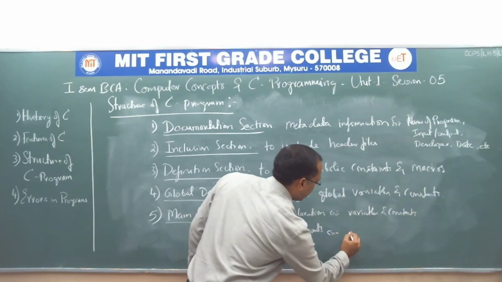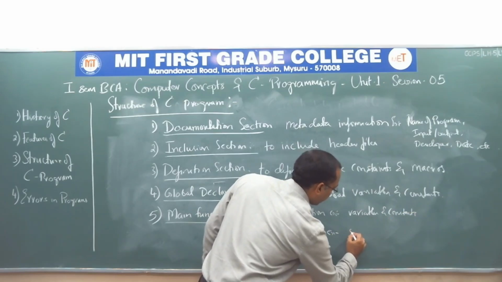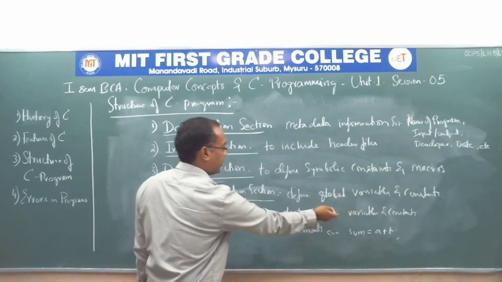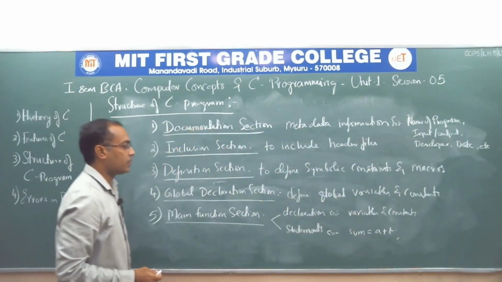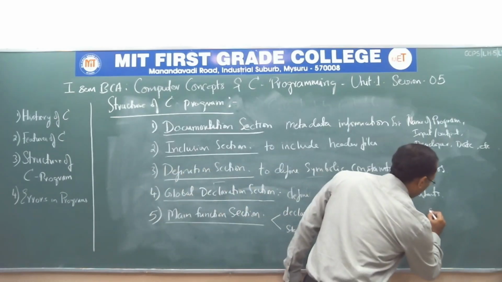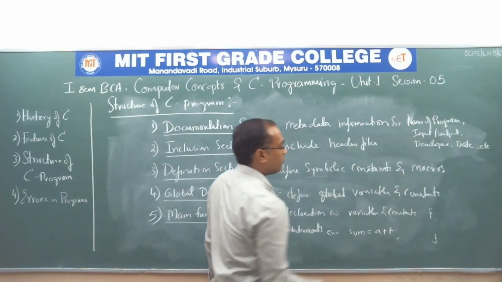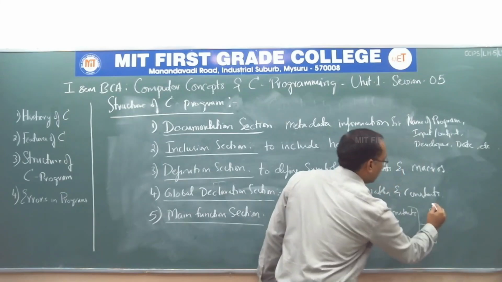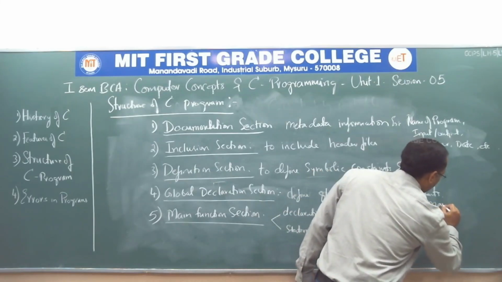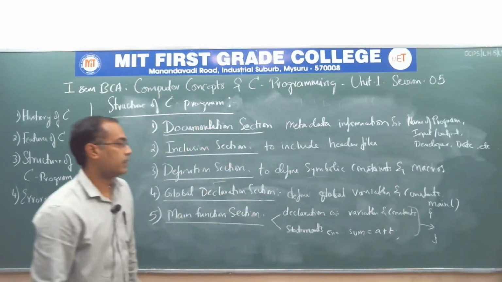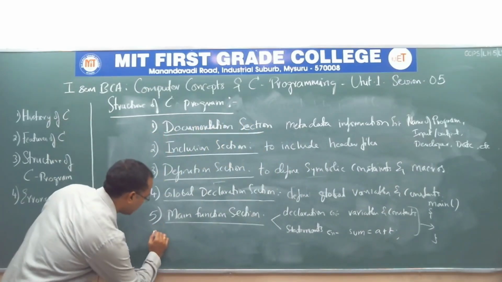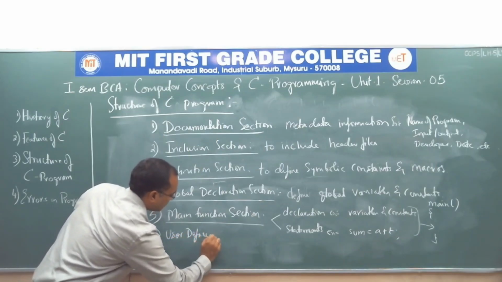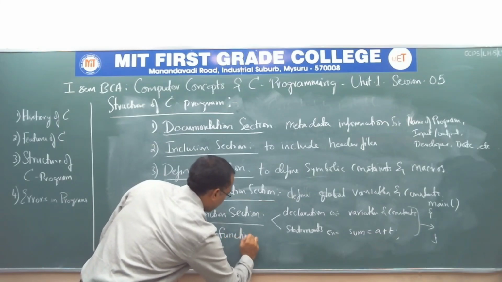Here the statements are, for example, sum is equal to a plus b, where a, b and sum are all declared in the declaration section. So this main section is a block structure, which means that you have to use opening and closing flower brackets. Within that you write down all these things. So this main function is like this. Okay. Next we are going to see the user defined function section.